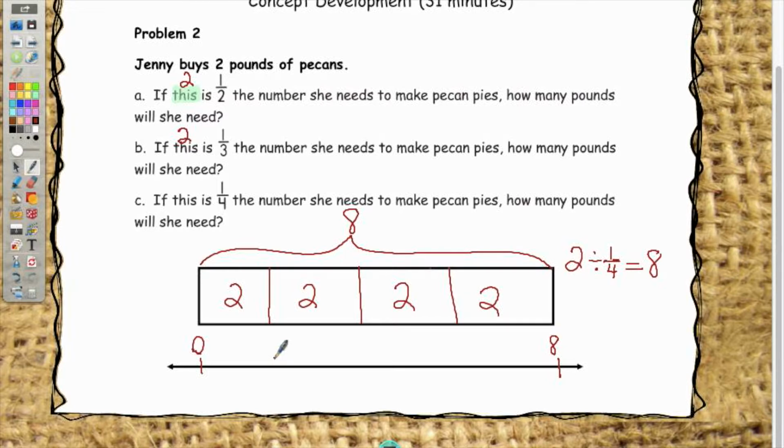Correct? And this would be 2, 4, and 6. And if I did it right, I should have 8 parts between the 0 and the 2. So there's 1.